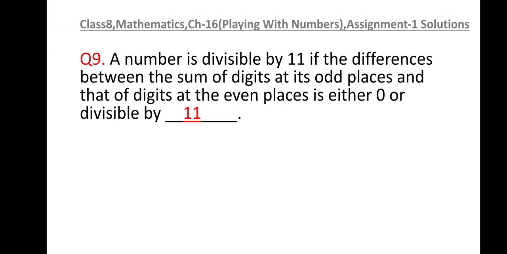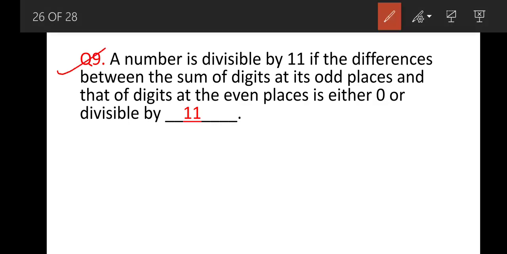Coming to question number 9. Question number 9 is: a number is divisible by 11 if the difference between the sum of the digits at its odd places and that of the digits at the even places is either 0 or divisible by 11. This is the divisibility rule of 11 we have learnt. So this is very simple. So the answer is 11.